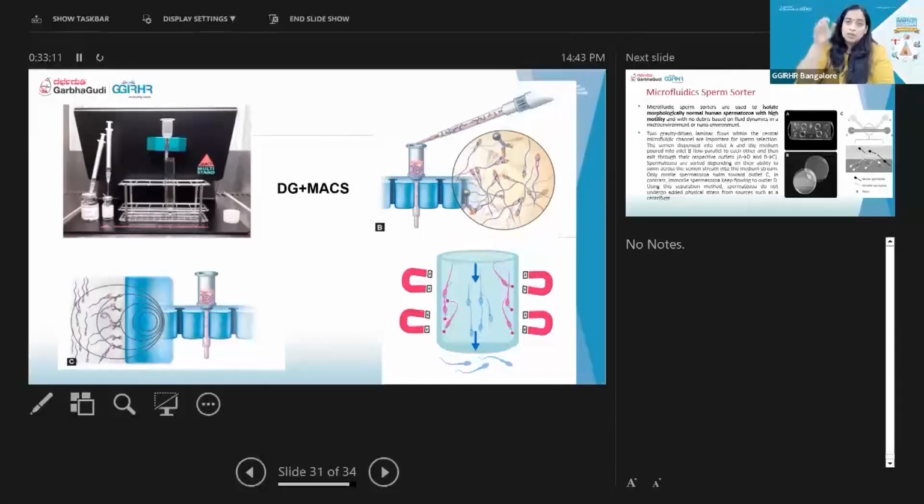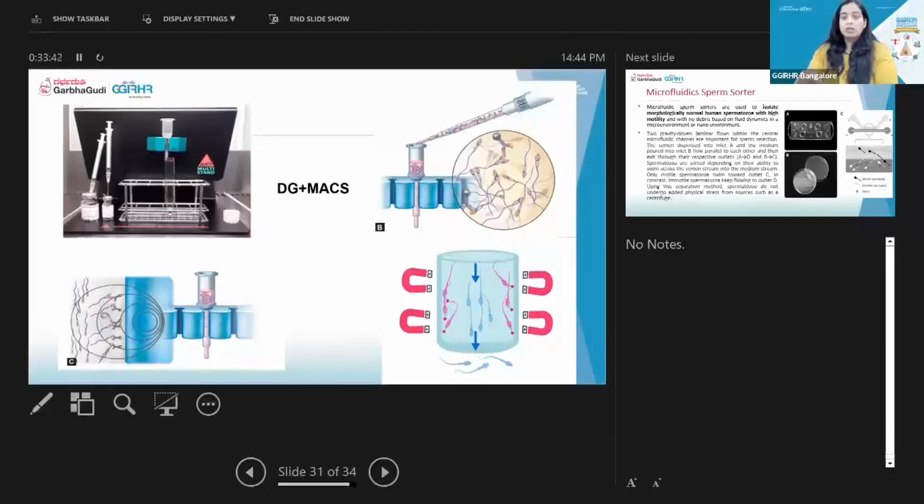Once you are passing through the column, which is fixed in a magnetic field, the annexin-bound, non-viable or damaged apoptotic sperms get stuck to the sides of the column which you are running, and the sperms which you collect at the bottom in the tube will be sperms which do not have DNA damage.